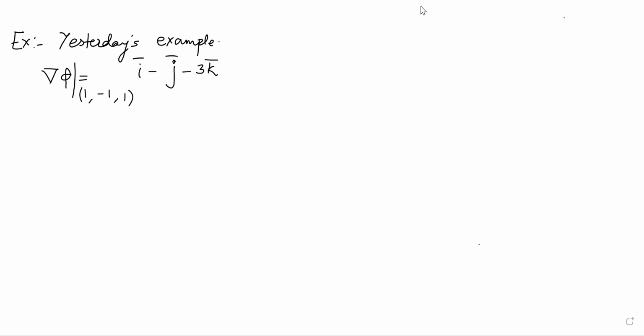I hope that I'm audible to you all. Yes, audible? Okay. So this is correct, no? i bar minus j bar minus 3k bar. So that was the del phi which we calculated yesterday for the point (1, -1, 1).